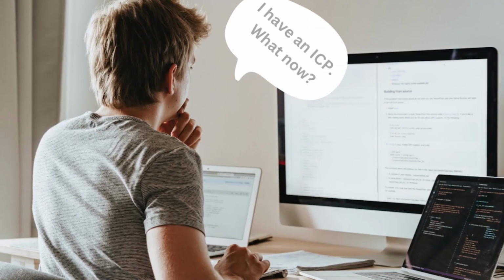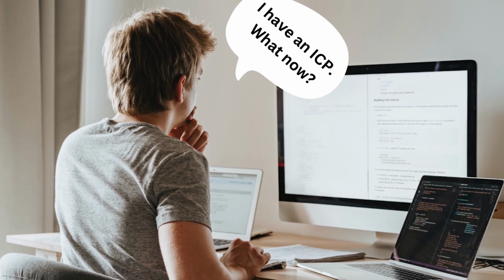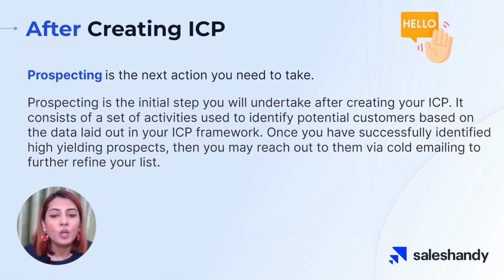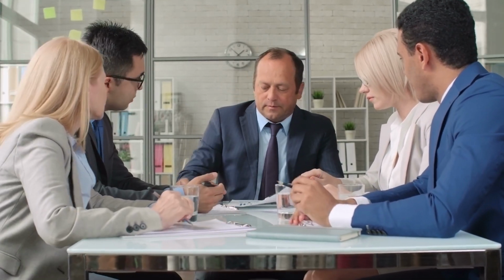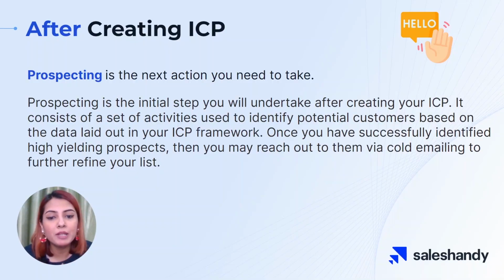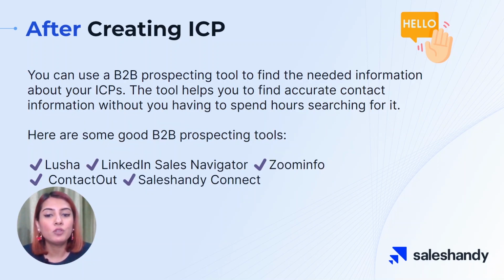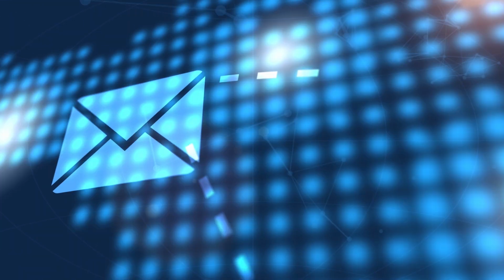Okay, so now let's find out what you should do after you have created your ICPs. Well, one of the first things you should do is prospecting. Through the process of prospecting, you identify prospects based on the data laid out in your ICP framework. When you successfully identify potentially high-converting prospects, then you can finally reach out to them via cold emailing and further refine your list. So the second thing you can do after creating your ICPs is start running a cold email outreach campaign.